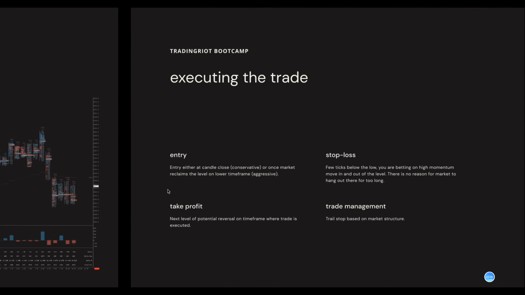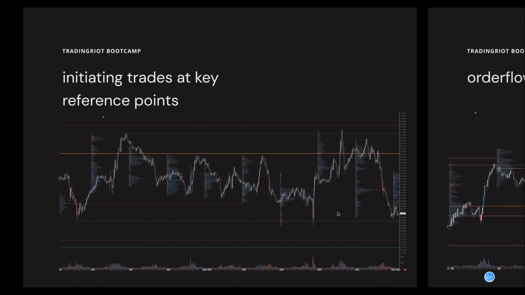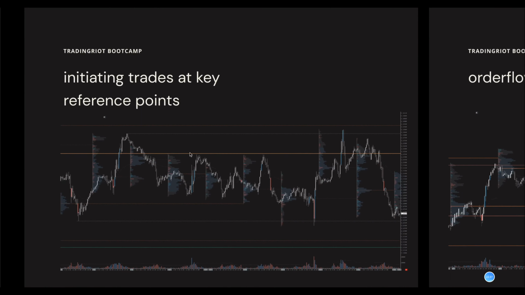Taking profits, you will be targeting the next level of potential reversal on the time frame where the trade is executed. We will discuss this a little bit later on, when I will be showing you the trading plans you should be having. But if you are taking a trade on a 30-minute chart, in this example of Euro, there is this clean double top here. There is a level of resistance up here, but from a weekly, if you are fading a weekly low, this is a significant level on an intra-week chart.